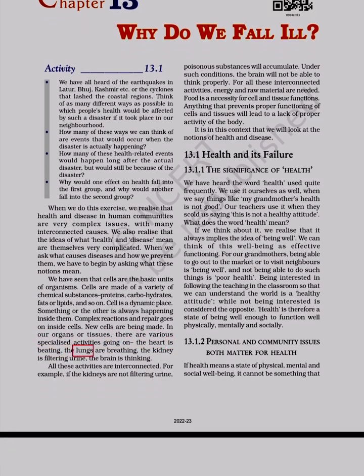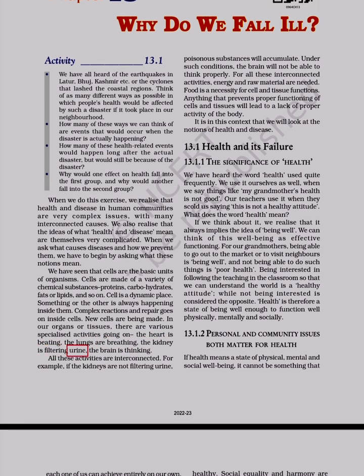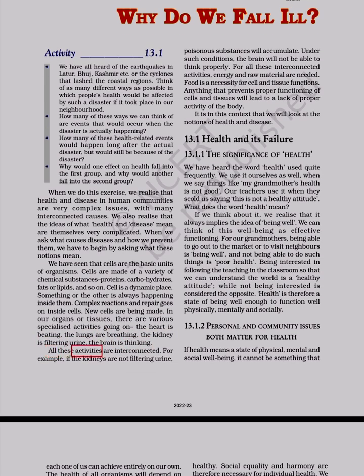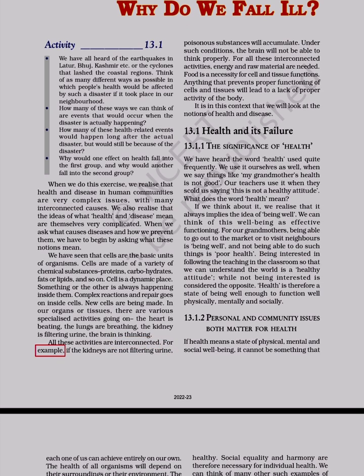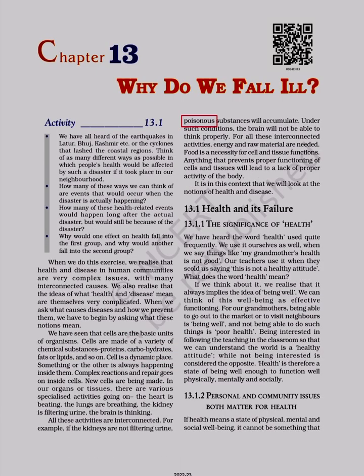The heart is beating, the lungs are breathing, the kidney is filtering urine, the brain is thinking. All these activities are interconnected. For example, if the kidneys are not filtering urine, poisonous substances will accumulate. Under such conditions, the brain will not be able to think properly. For all these interconnected activities, energy and raw material are needed. Food is a necessity for cell and tissue functions. Anything that prevents proper functioning of cells and tissues will lead to a lack of proper activity of the body. It is in this context that we will look at the notions of health and disease.